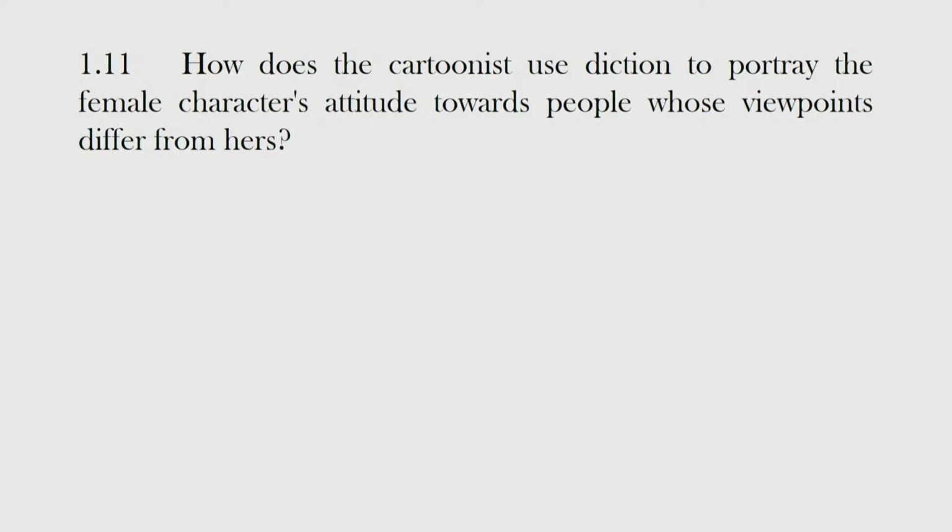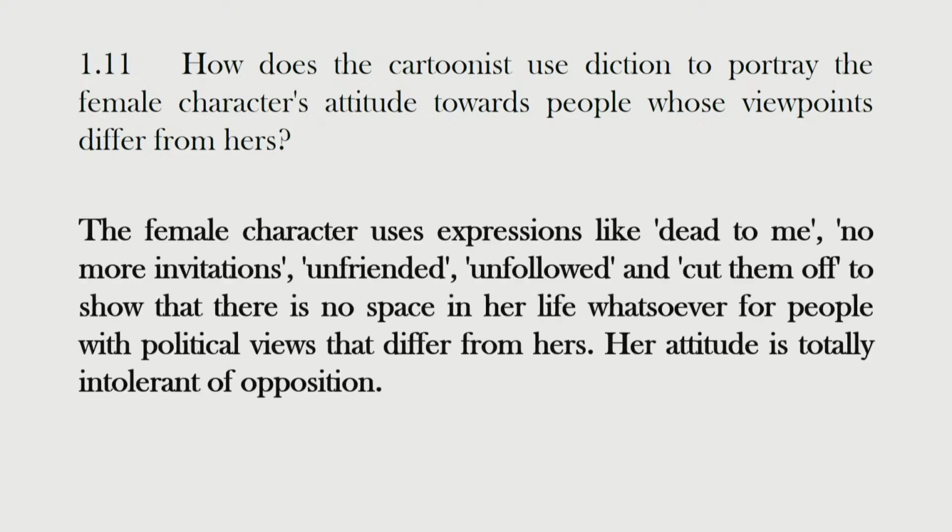Okay, so we've got to look at diction. For what does he use the diction? To portray the female character's attitude. What attitude? Towards people whose viewpoints differ from hers. So we've got here a truly complex set of instructions. And I see once again I have omitted to include the mark allocation. My apologies for that. If my memory serves me correctly, it was 3. And of course, there's your memo answer.